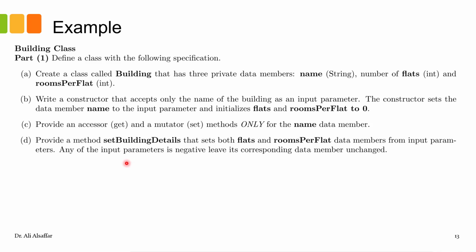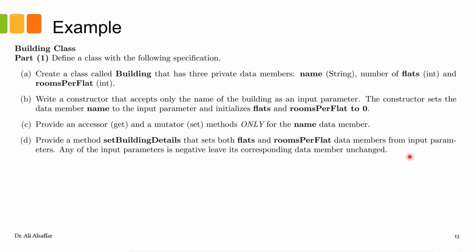For the next part, which is part D, it is required to provide a method, setBuildingDetails, that sets both flats and roomsPerFlat data members from input parameters. You know that for a method, we should have a return value, a name, input parameters, and code inside. It is given here that the name of the method is setBuildingDetails. When it says sets, it means change or write. Its responsibility is to change the values of the data members, flats and roomsPerFlat. From where? From the input parameters.